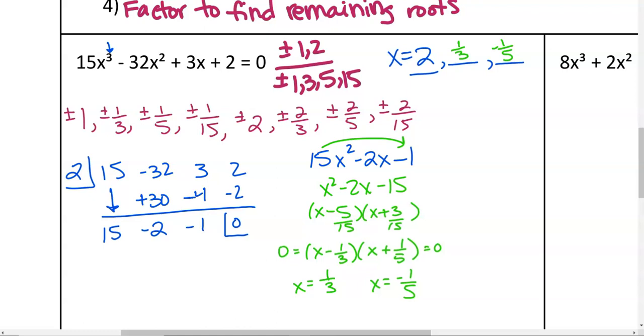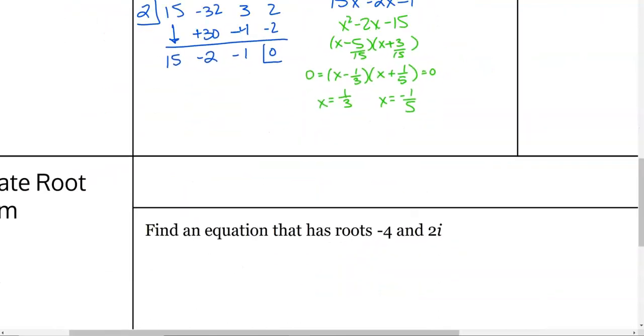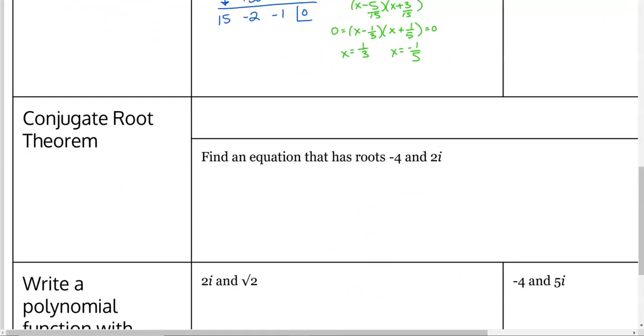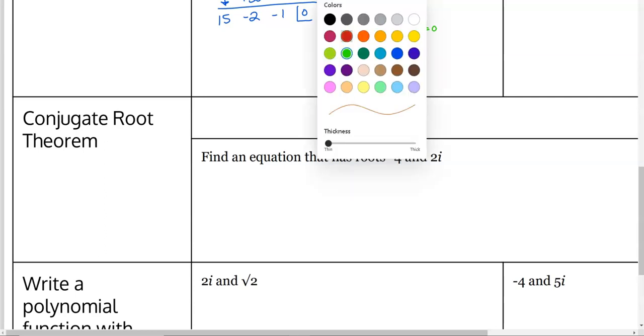All right. We good? Okay. For time's sake, I want to go down and do the next theorem. If I have time, I will come back to do the other one. Okay. So we're going to talk about the conjugate root theorem.